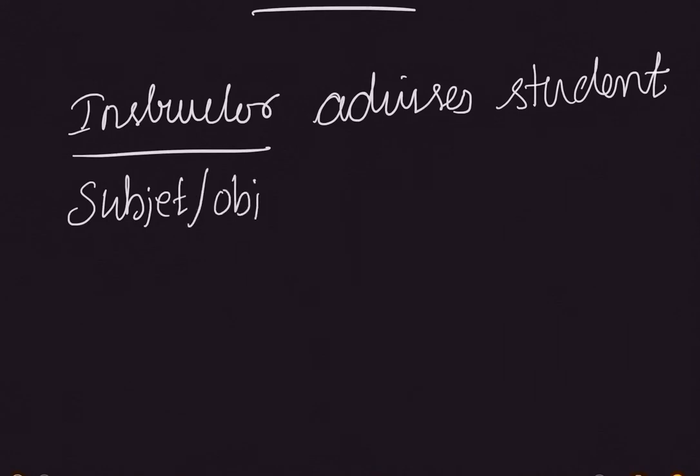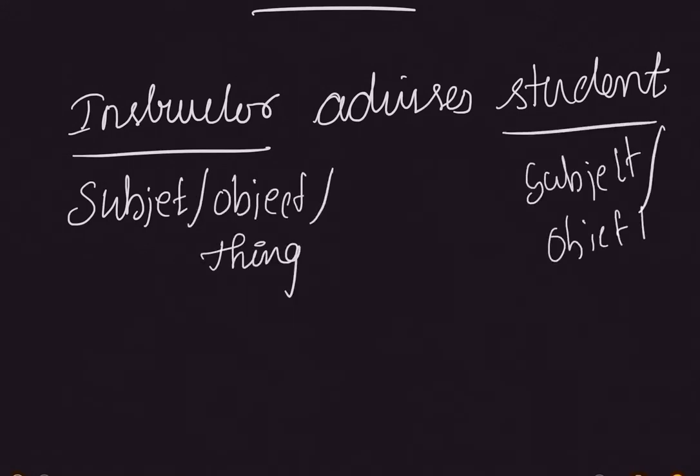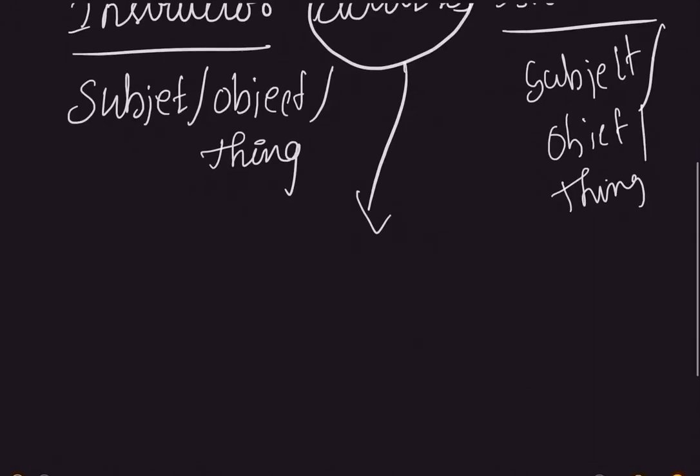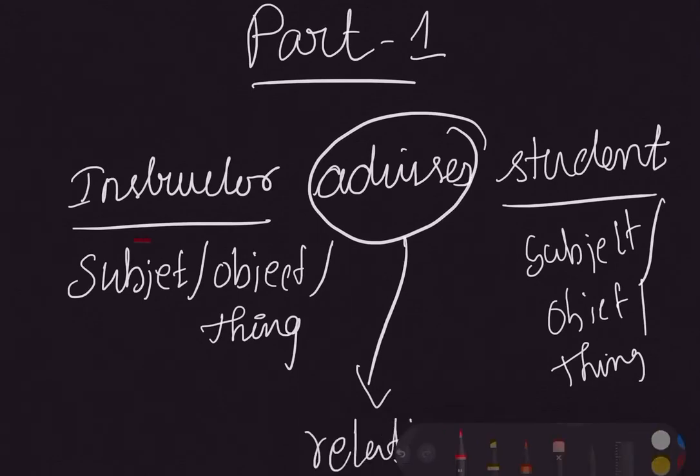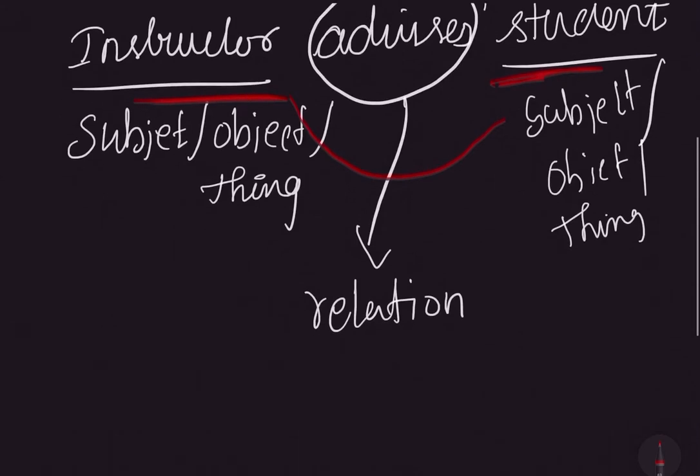In a sentence, entity is a subject, an object, or a thing, and relationship is a relation between different entities present in that sentence. In our example, instructor and student are entities, whereas advises is a relation between them.